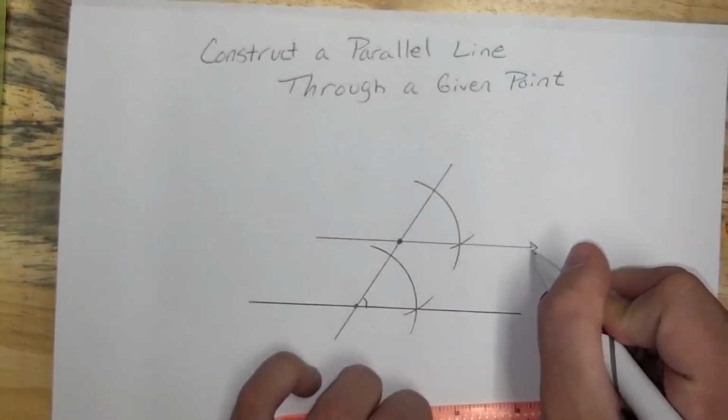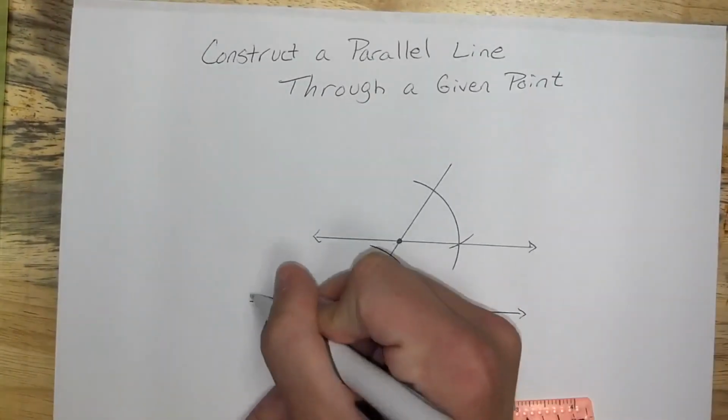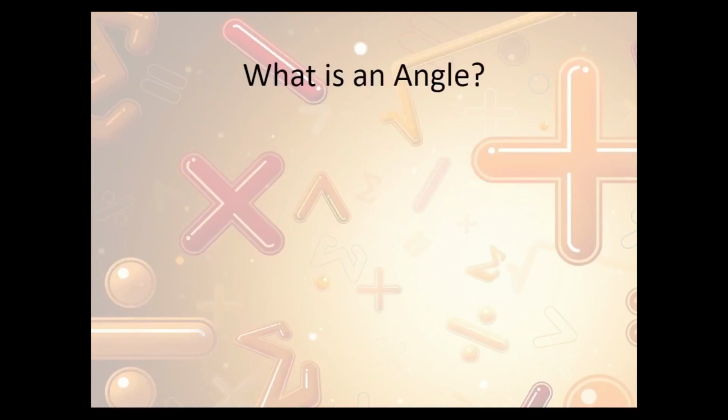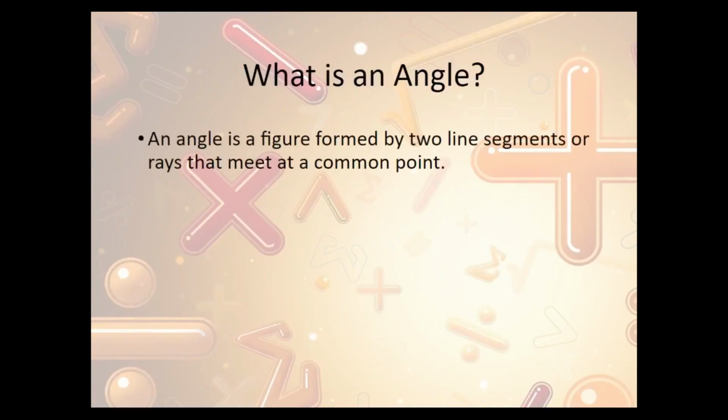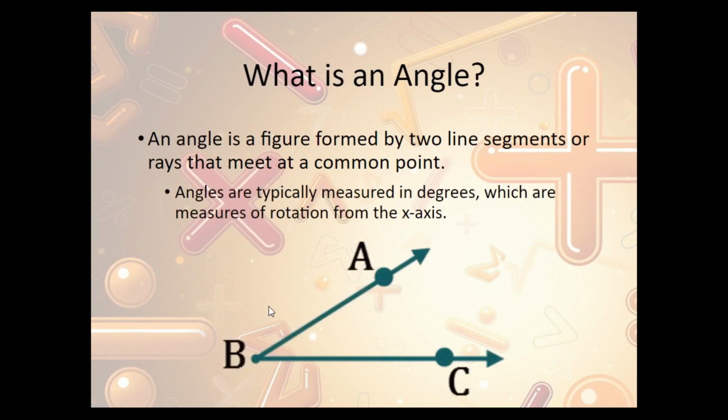And this line here is going to be parallel to our original line down here. Pretty nifty. Now what is an angle? An angle is a figure formed by two line segments or rays that meet at a common point. Angles are typically measured in degrees, which are measures of rotation from the x-axis. So an example of this would be here.